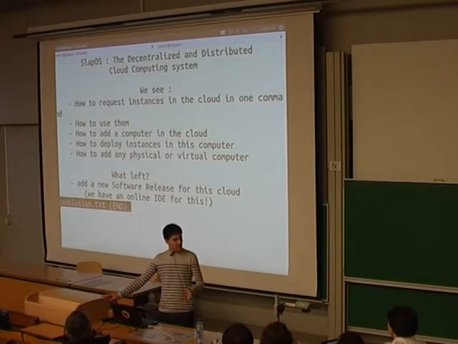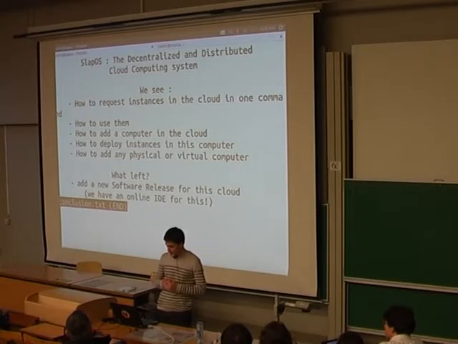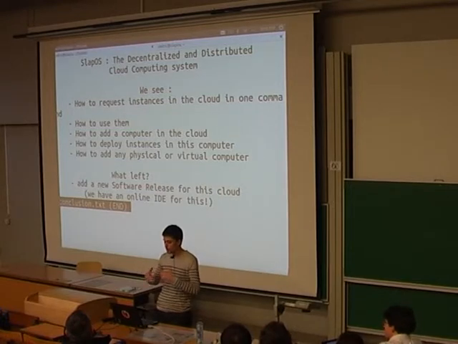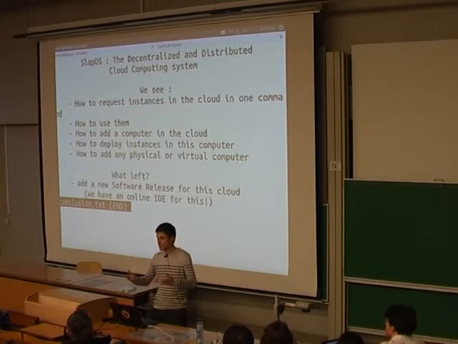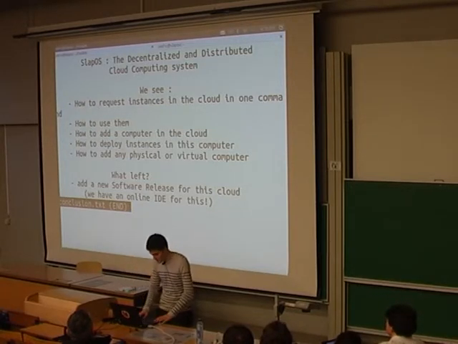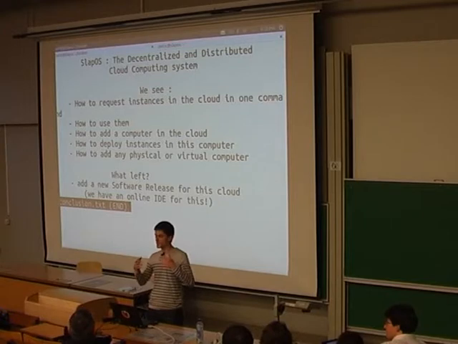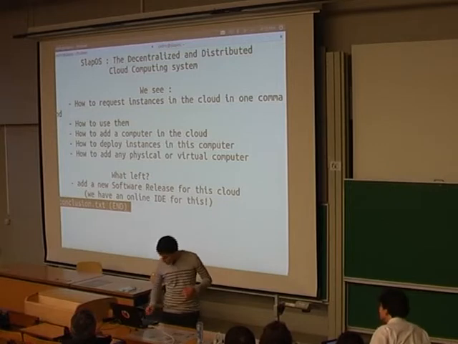So here we quickly seen how to request instances using the command line on SlapOS. We've seen many different types of instances, how to use them, how to connect to them, and then how to extend the cloud with my own machines. So maybe to create a private cloud, so I can use for myself or for my friends or company or I don't know what, the machine as a cloud. So now what if we want to add a new software that is not yet in the list? So here we see how we will do it.